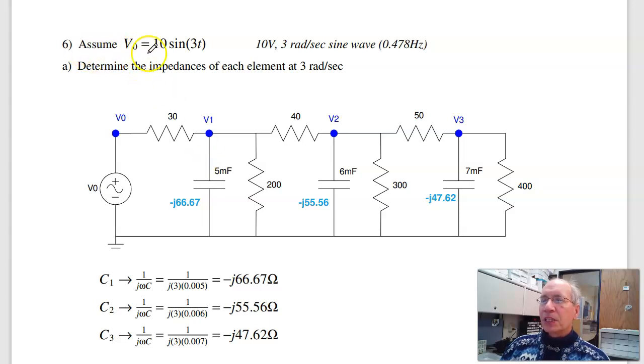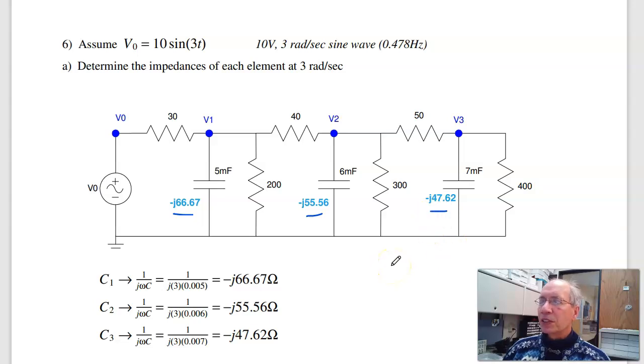Next, suppose the input is a sine wave. This is where phasors come into play. The impedance of a capacitor is 1 over j omega c. So here C omega is J3, or 3. So there's the capacitance, 1 over j omega c, minus J66 ohms. This one is minus J55 ohms, minus J47 ohms.